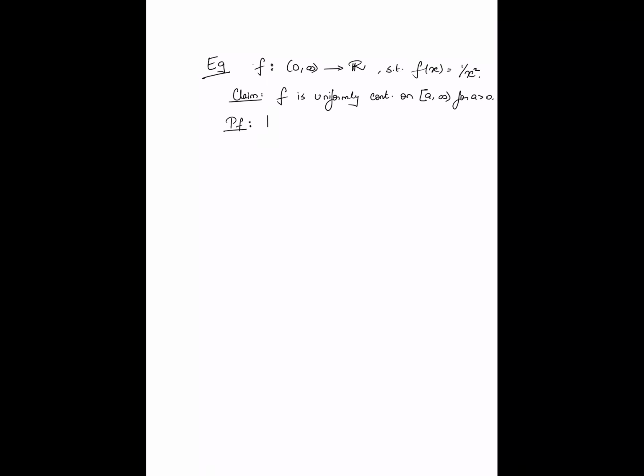So for this, let's first start off by trying to bound the gap between f of x and f of y, and to do this, of course, I pick x, y greater than or equal to a. Okay, and now let's try and bound f of x minus f of y. Now f of x minus f of y is, of course, the absolute value of 1 by x square minus 1 by y square, which you can easily simplify to x minus y into x plus y upon x square y square.